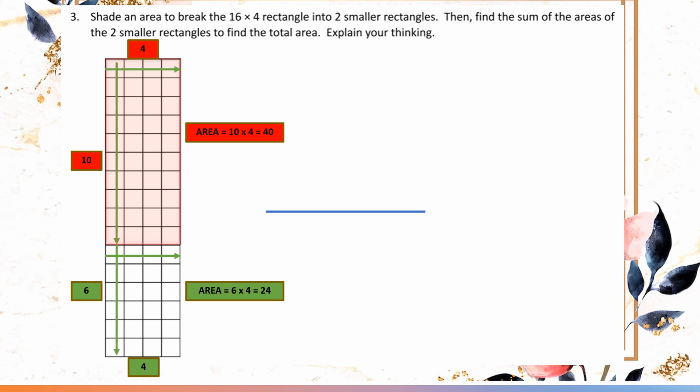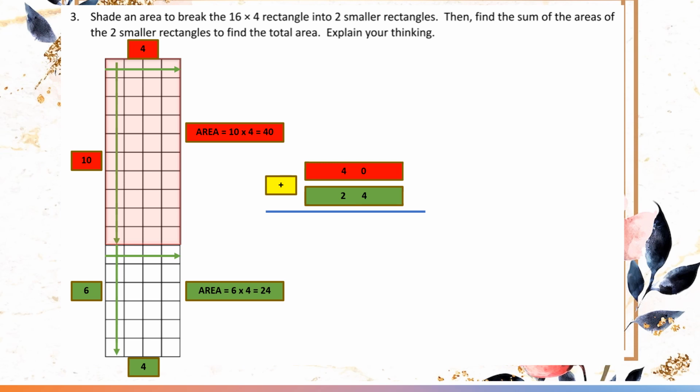So now I have 2 rectangles, 2 areas, but I want to know the total with those rectangles pushed together. I want to know the total. So all I'd have to do is add my 40 plus my 24. I have to add my red rectangle to my white rectangle.